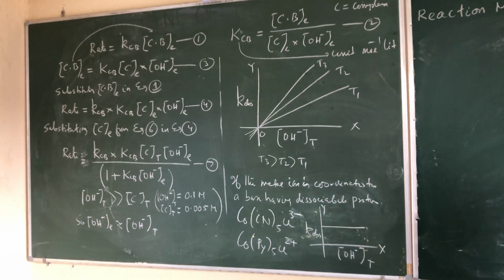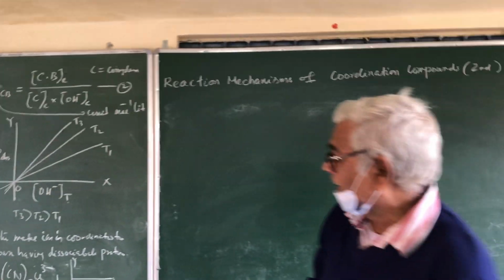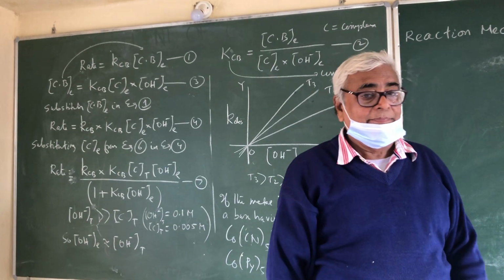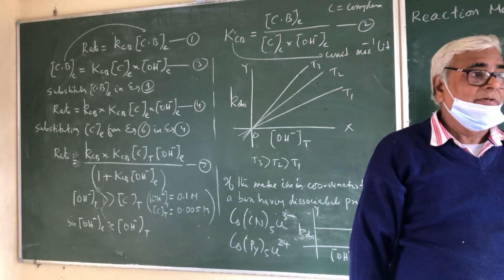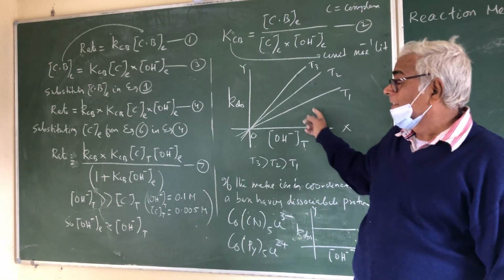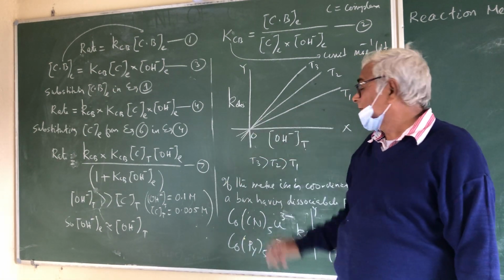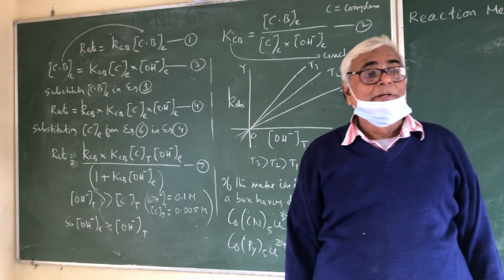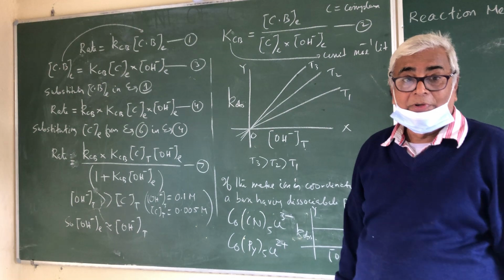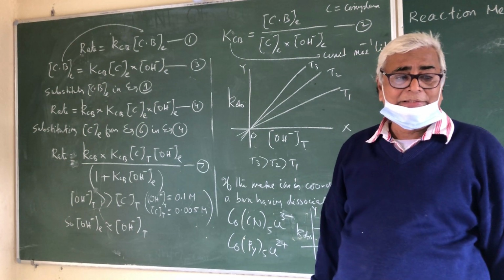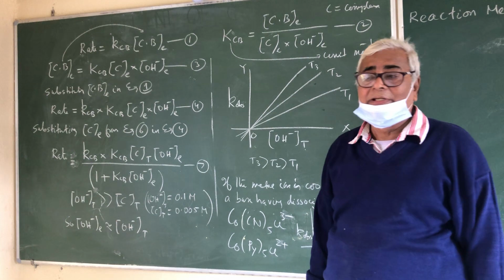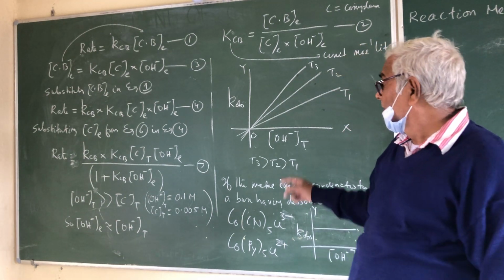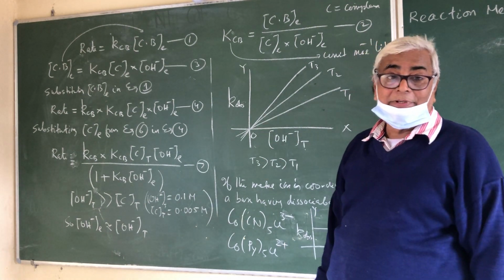So similarly, in base hydrolysis, if we determine the second order rate constant at different temperatures, we can also calculate activation parameters using the Eyring equation. If you plot k observed versus total hydroxide ion concentration, that means you have to calculate the observed rate constant at different hydroxide ion concentrations. Minimum 3 temperatures, or these days 4 to 5 temperatures. Then you can calculate the activation parameters using the Eyring equation.